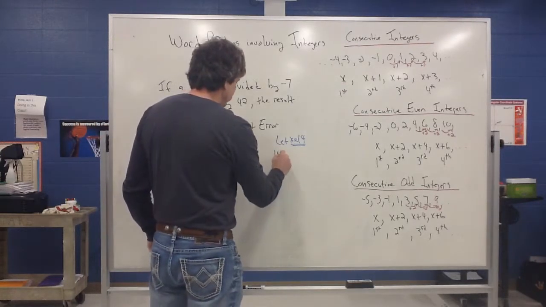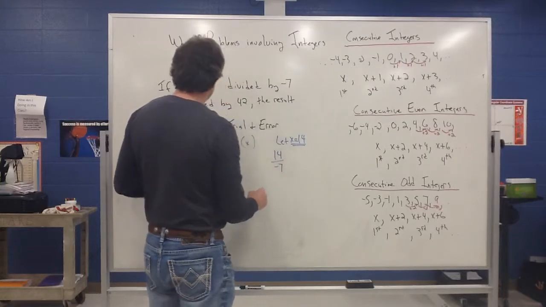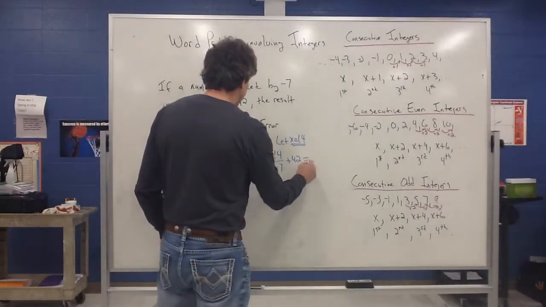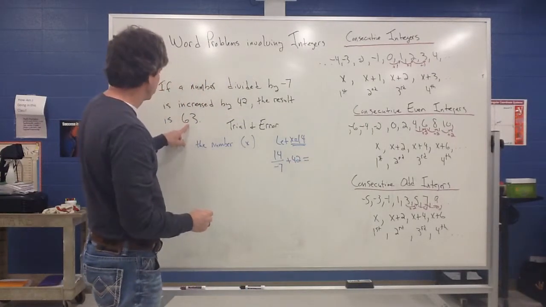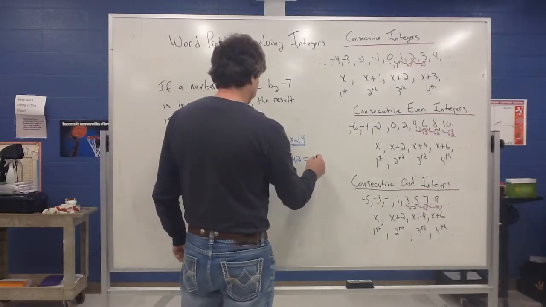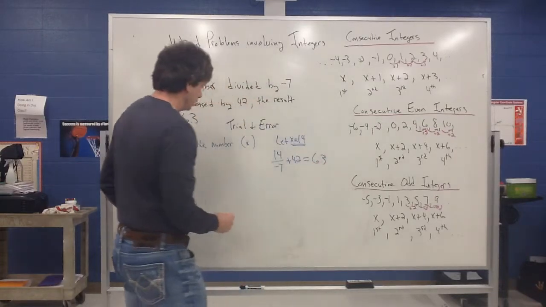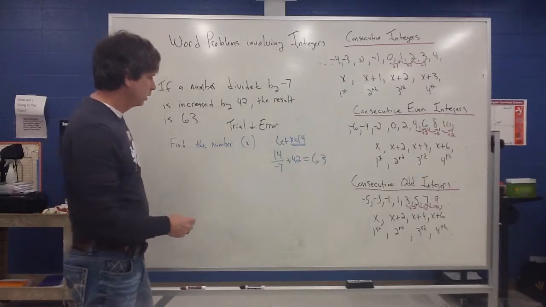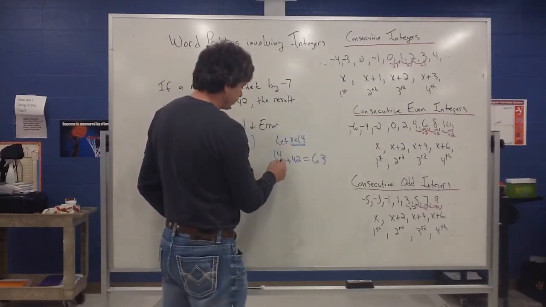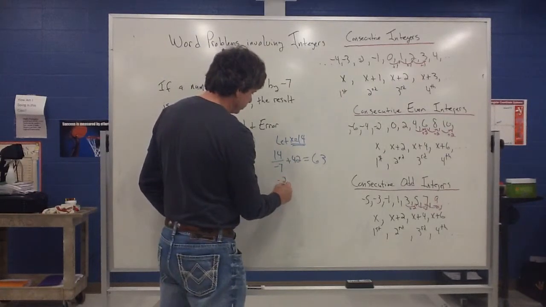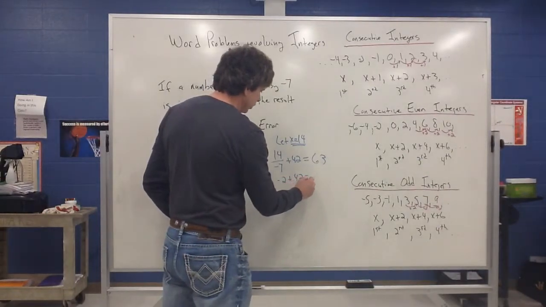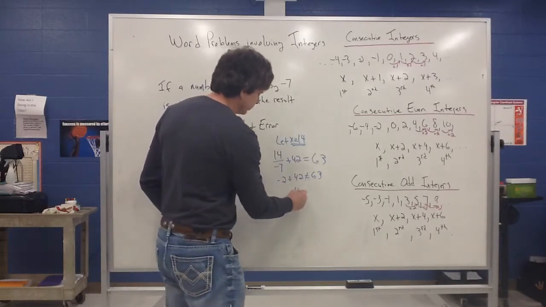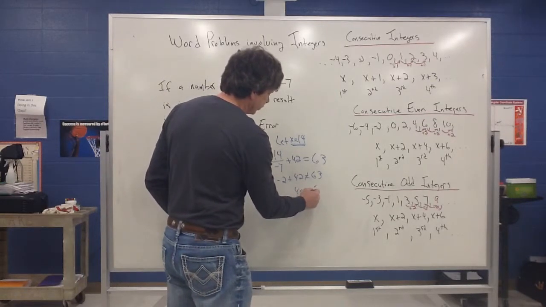So 14 is being divided by -7. It's then increased by 42. And I have to get then 63. So because my result is 63, in other words, my answer has to be 63. Let's see if 14 was the number. 14 divided by -7 is a -2. -2 plus 42 is not going to equal 63. That's only going to be 40. And 40 does not equal 63.